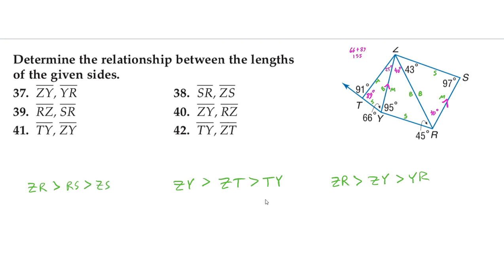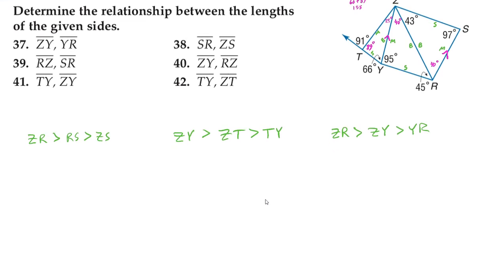Okay, so the question is, can we tie these together? All right, well, let's find any commonalities here. The two commonalities are these two that they share. So ZR is the biggest here. So we know ZR is bigger than all of these things. That's pretty cool. That's useful.